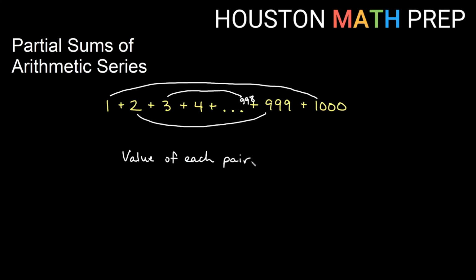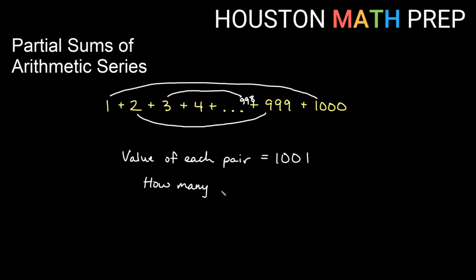The value of each pair, if you can tell, 1 plus 1,000 and 2 plus 999 and 3 plus 998, those all add up to 1,001. So every pair, if I pair them that way, they're going to add up to 1,001 because this is arithmetic. This will not work if it's a non-arithmetic series. You're going to have to figure out some other way to do it. But because it's arithmetic, we're always going up by the same amount. If I pair them from beginning to end, going outside in, they'll always add up to the same number.